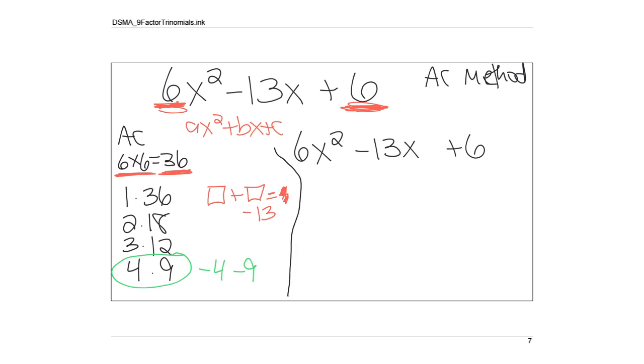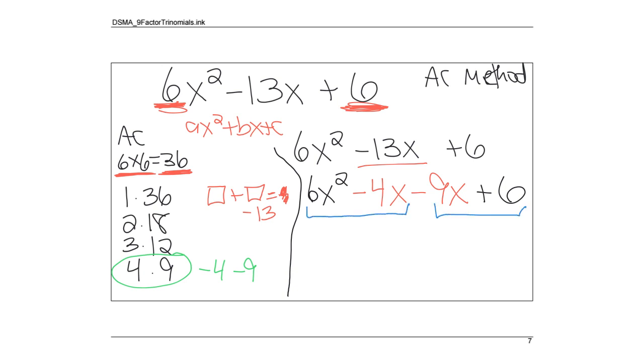Okay, so let's rewrite our problem over here. Let me make a box here. So we have 6x squared. Now, instead of the negative 13x, I'm going to write negative 4x minus 9x, right? Means the same thing. The negative 13x is the same as negative 4x minus 9x. And now I can do factoring by grouping. The box does the same thing for us. It's exactly the same. We still have to find the negative 4 and the negative 9. We still have to write all 4 of these terms. It's just that this way you are going to be doing factoring by grouping.